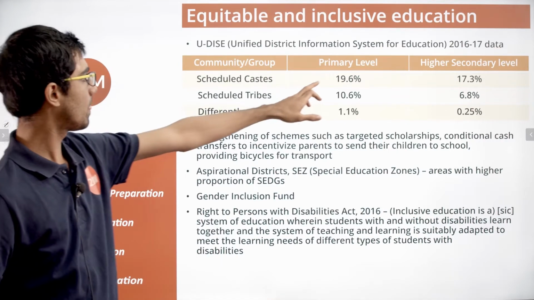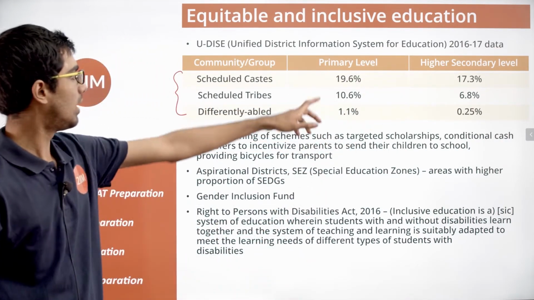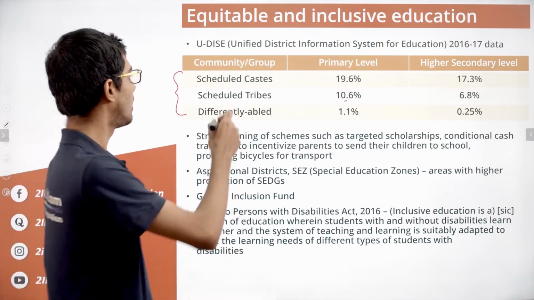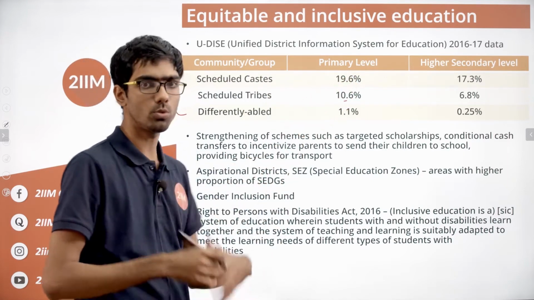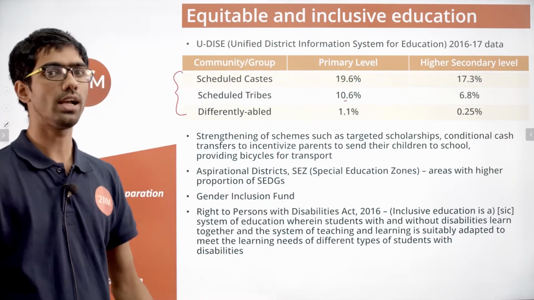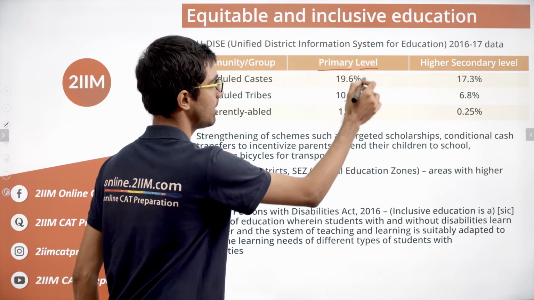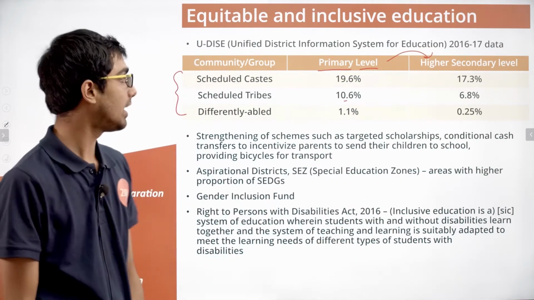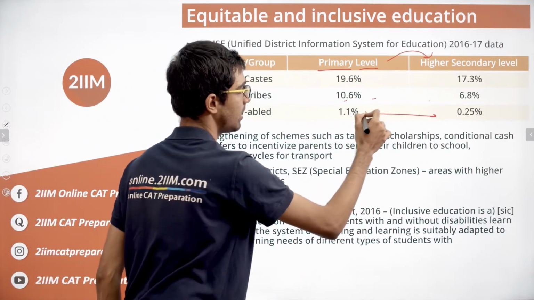So it says there is a huge disadvantage to these groups across levels. These are percentages proportional to the total number of students. For example, if the total number of students is 100, the scheduled caste form approximately 20 students out of the 100. So if the primary level occupies these many percent, when it goes to higher secondary level, that's a significant drop. And the drop is even more pronounced when it comes to STs and the differently abled children.